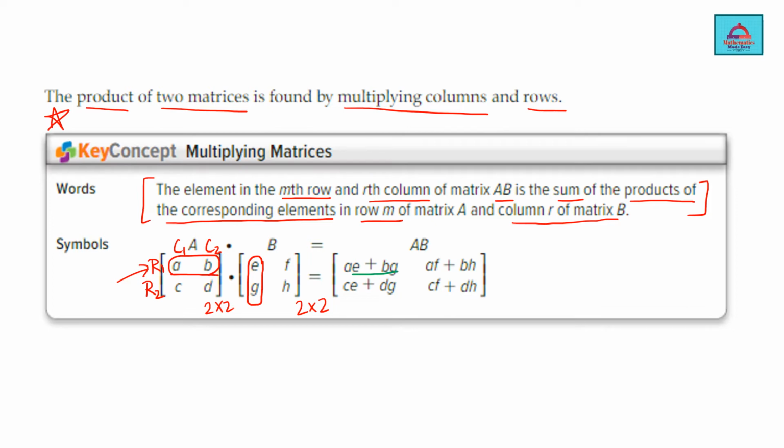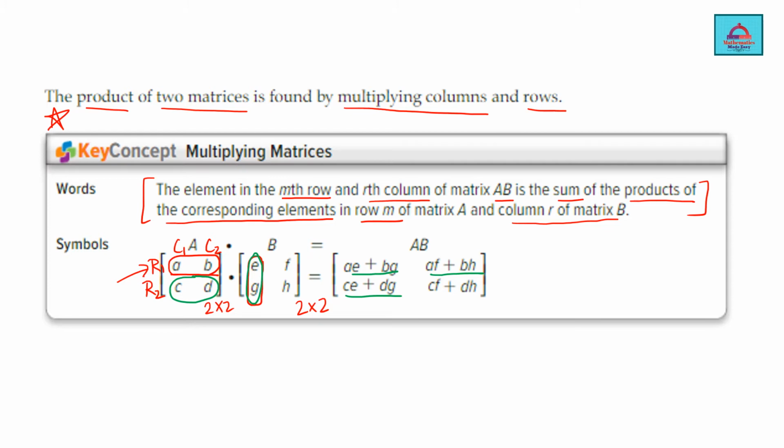Now, for example, I want to write the element which is going to come here. It is the second row and the first column. So you will take the second row and first column: C multiplied with E plus D multiplied with G. That's this element. Again, this element is the first row, second column.